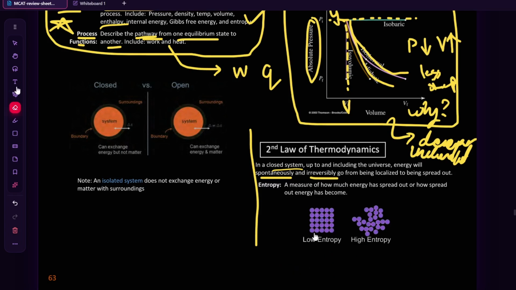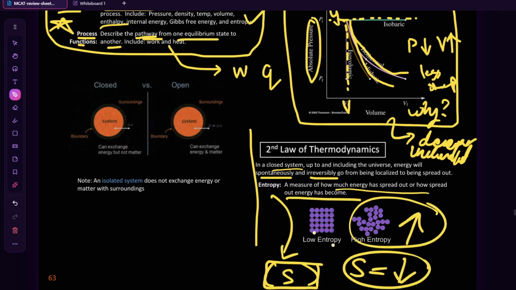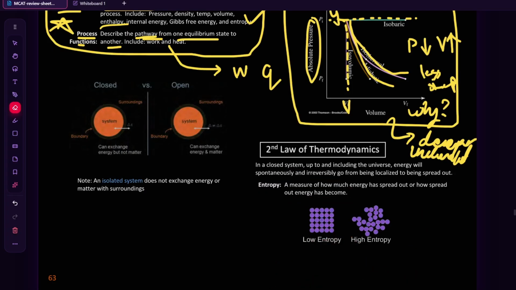Entropy, there's also a formula for it. Usually the variable for entropy is S, and it's a measure of how much energy has been spread out. So if S is really high, then you have high entropy. If S is really low, then you have low entropy. All right, so that is the second law of thermodynamics.